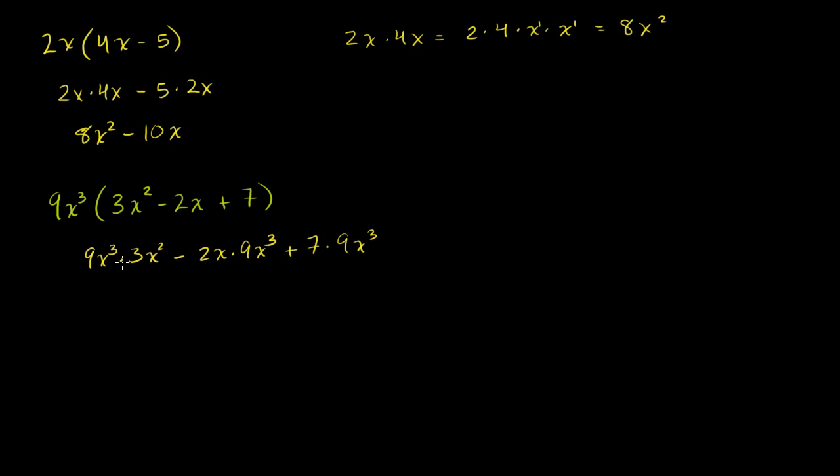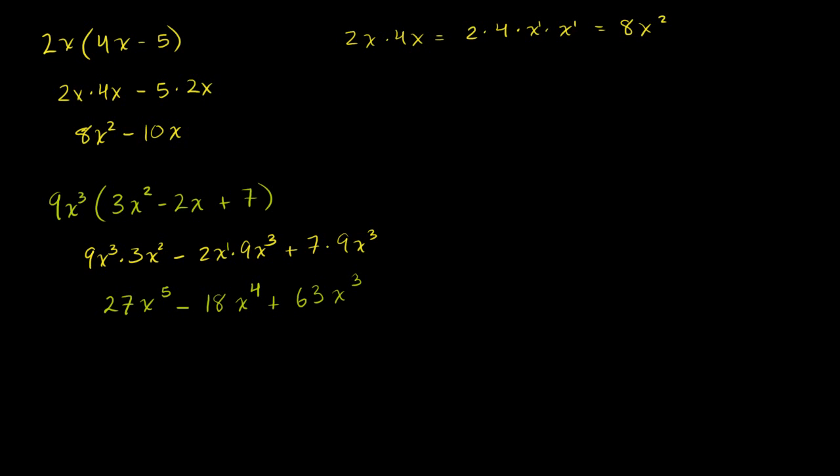Sometimes I wrote the 9x to the third first, sometimes I wrote it later because I wanted this negative sign here, but it doesn't make a difference in the order that you're multiplying. So this first term here is going to be what? 9 times 3 is 27 times x to the, we can add the exponents. We learned that in our exponent properties. This is x to the 5th power. Minus 2 times 9 is 18, x to the 1 times x to the third, x to the 4th power. Plus 7 times 9 is 63, x to the third. So we end up with this nice little 5th degree polynomial.